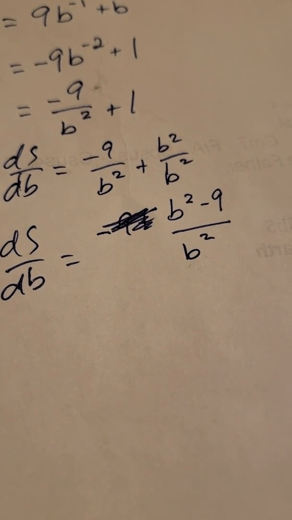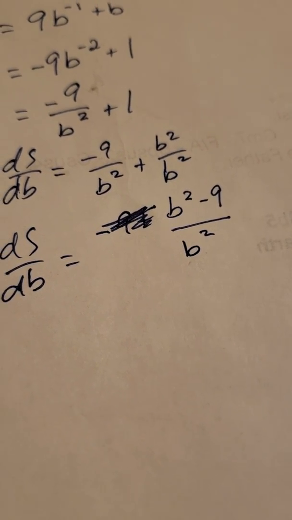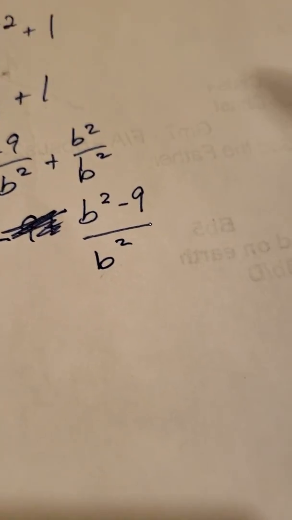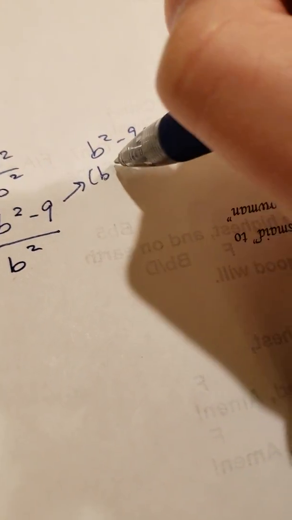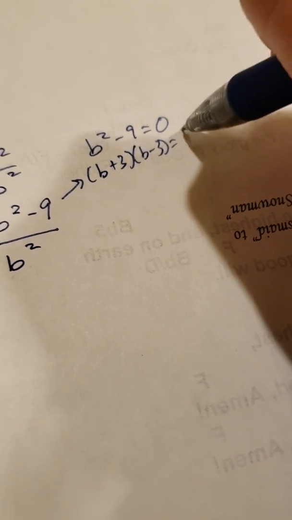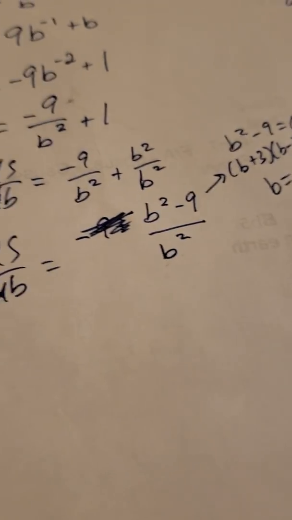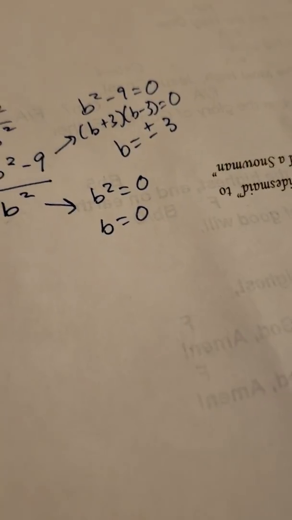From here, to find a critical number, we have to set our derivative to 0 and undefined, because you never know what happens when it's undefined. So in order to make this derivative a 0, we would have to set our numerator to 0, and then we solve that out. And b squared minus 9, this becomes b plus 3, b minus 3 equals 0. Therefore, b equals plus and minus 3. And then in order to make our derivative undefined, we will set the denominator equal to 0. B squared equals 0, which of course just means b equals 0. So we have 3 critical numbers.